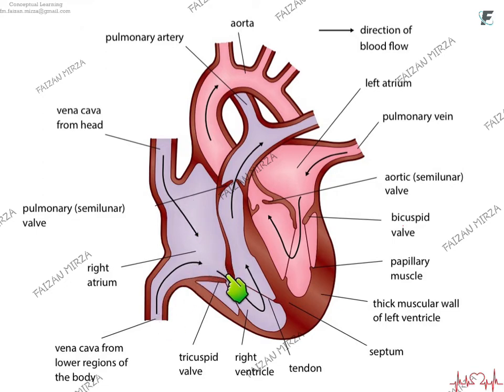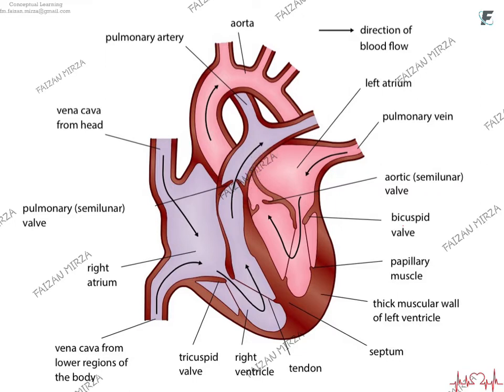From here, the blood moves into the right ventricle. This is the right ventricle. And this is the tricuspid valve, which separates the right atrium from the right ventricle. Then the right ventricle allows the blood to go out of the heart through this vessel, and as we discussed just in the previous slide, this region is your pulmonary artery.